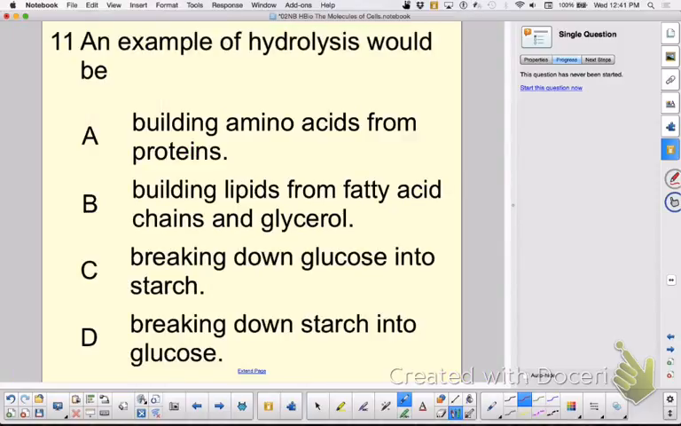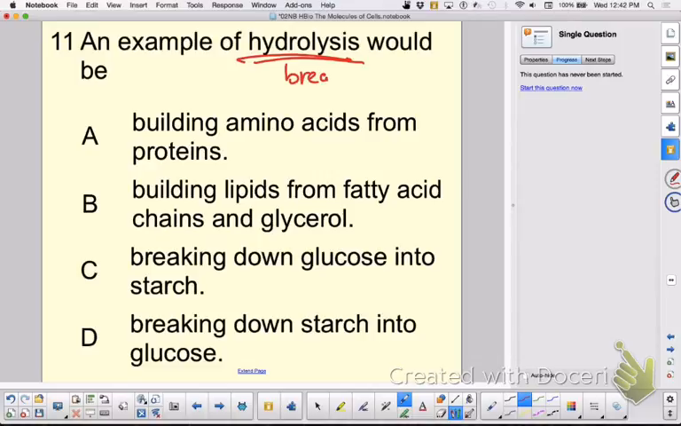An example of hydrolysis would be building amino acids from proteins. Do you build amino acids from proteins? No. Do you build lipids from fatty acids and glycerol? Yes. Do you break down glucose into starch? No. When you see the word hydrolysis, what is that about? Building or breaking?